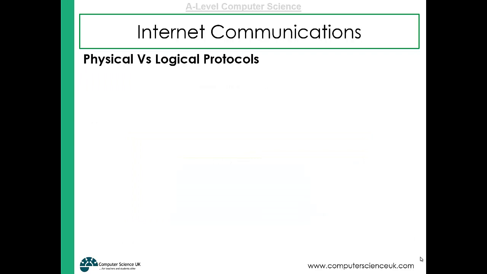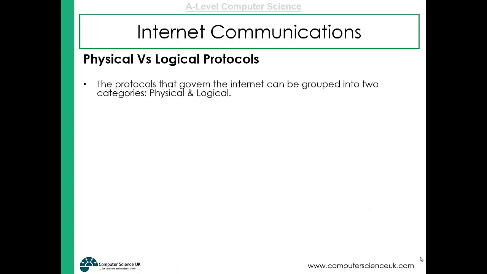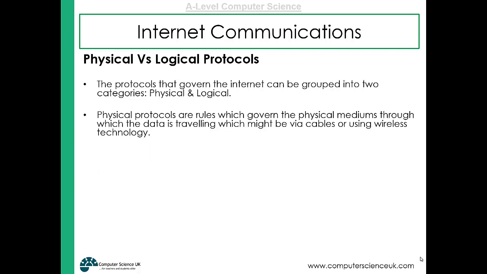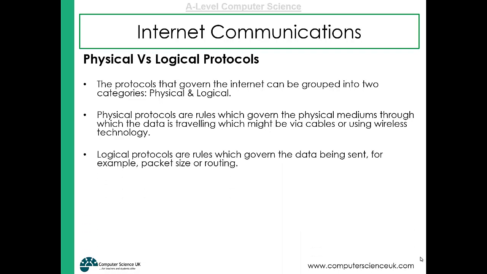So you've got physical and you've got logical protocols. We've looked at loads of protocols just then, but they can be divided into physical and logical protocols. So the protocols that govern the internet can be grouped into these different categories. Physical protocols are rules that govern the physical mediums through which data is traveling. So it might be the rules that govern cables and wireless technology. And then you've got logical protocols, which are rules that govern how the data is sent.